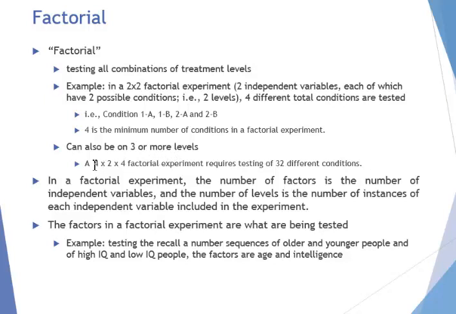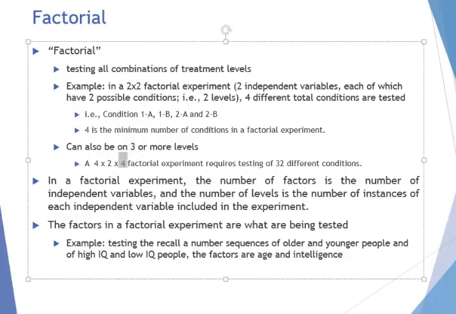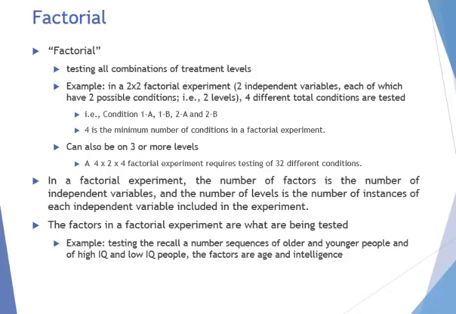You could have a 4 by 2 by 4, let's say, like we discussed before. Let's say you're testing nothing versus aspirin versus Advil versus Tylenol. And 2, you're testing light room, dark room. And 4 for 1 pill, 2 pills, 3 pills, or 4 pills. Well, then you'd have really a 4 by 2 by 4 experiment, and you'd really have 32 different conditions.